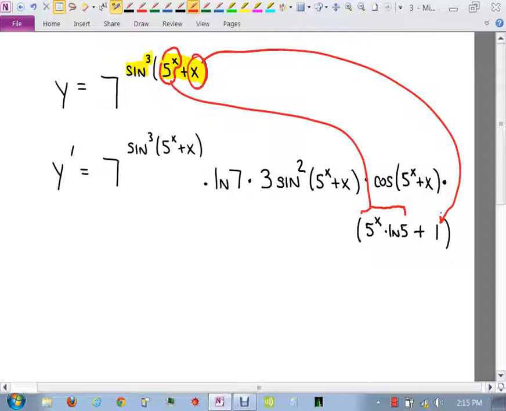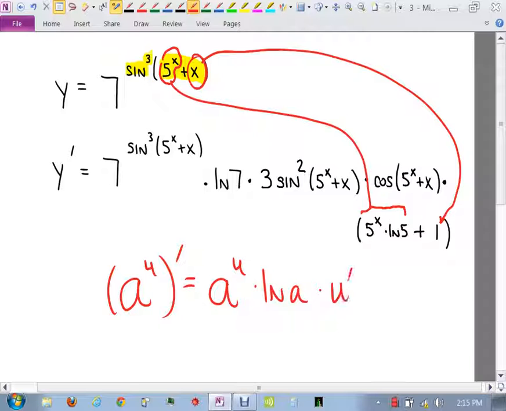There's a lot happening. So the ln 5 is from the a to the u. That's from the formula for this. The derivative of a to the u is itself times natural log of a times u prime. Now the u prime is really just the continuation of the chain rule, because your u prime may turn out to be another chain rule. But the natural log of a is just a constant that always needs to appear there. Okay?